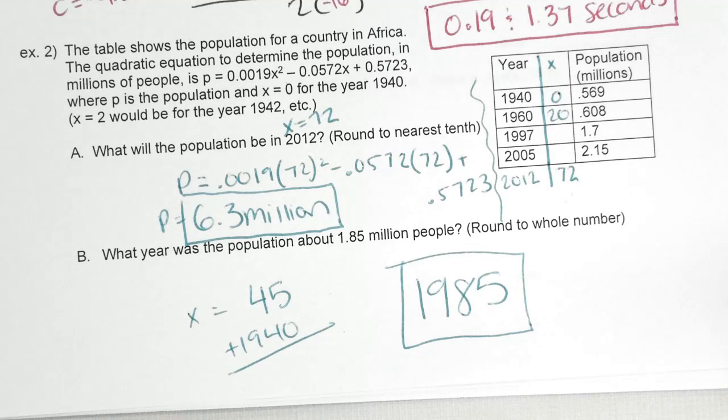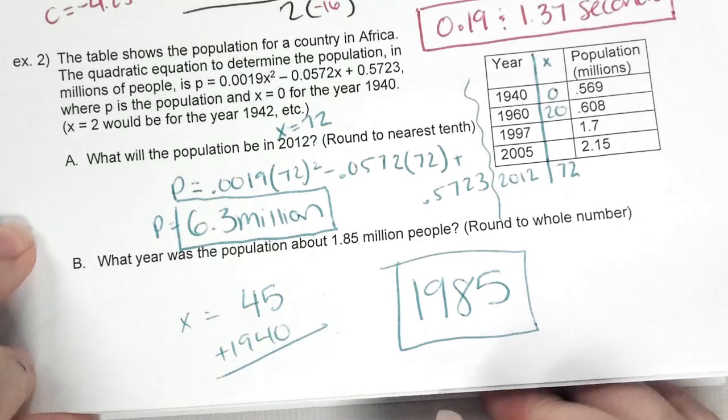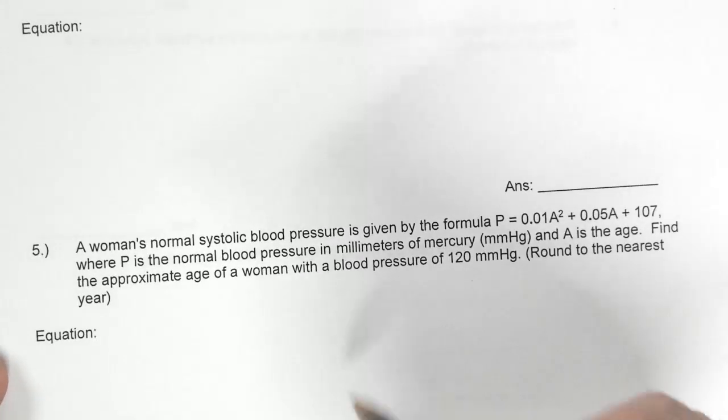Okay, so you have a practice. I'm being kind, and I'm letting y'all cross off number 5 to make sure you have time to finish. So you can cross off number 5.